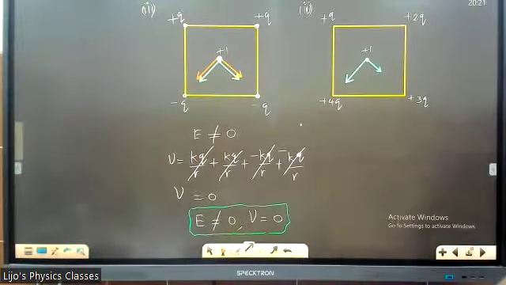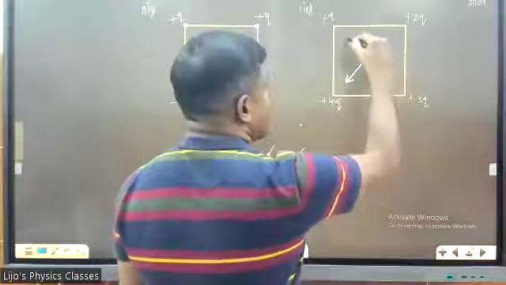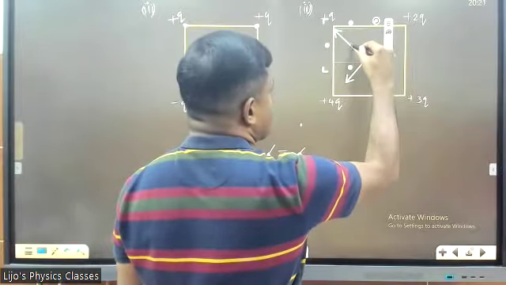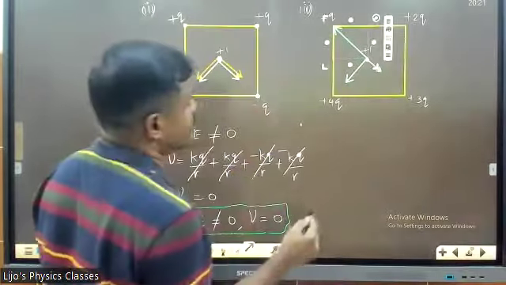Now, how about the third one? This third 3Q, what is it creating? It is repelling with 3 times the force. Am I correct? Look at that, 3 times. That force is 3 times this one.